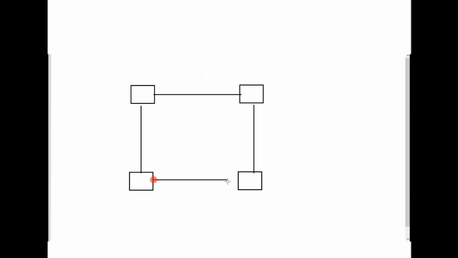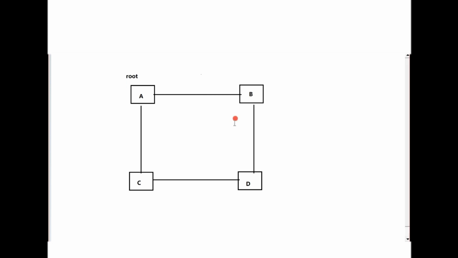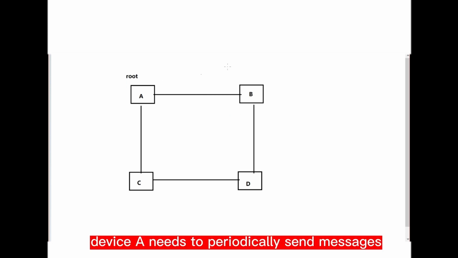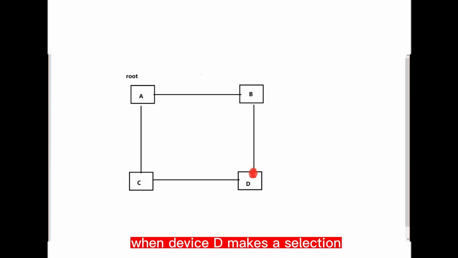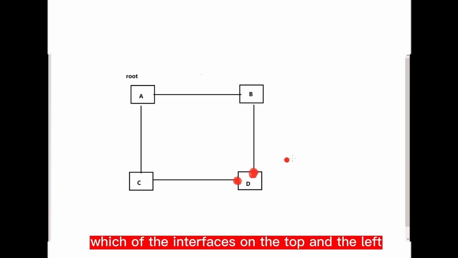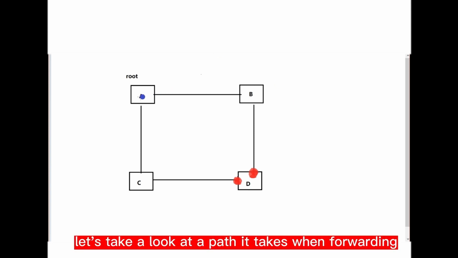I connect them. Now there are 4 devices. Let's say this is device A, this is device B, this is device C, and this is device D. Suppose device A is still the root. Device A needs to periodically send messages to the outside world. So where do we choose the root port on device D? When device D makes a selection, which of the interfaces, the top or the left, will become the root port? Let's take a look at the path a message takes when forwarding.